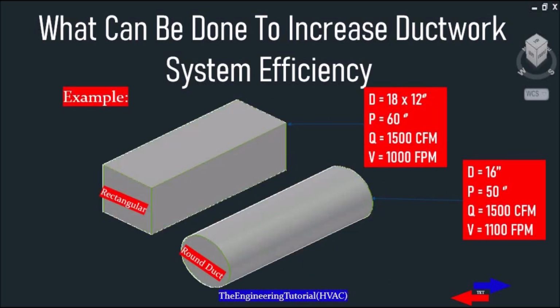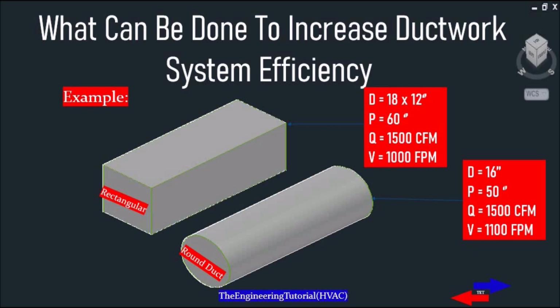So if we compare a round duct in the example, which has a diameter of 16 inches, a perimeter of 50 inches and is capable of delivering 1500 CFM with an air velocity of 1100 FPM, to a rectangular duct, which has an area of 18 by 12 inches, a perimeter of 60 inches and is capable of delivering 1500 CFM with an air velocity of 1000 FPM.